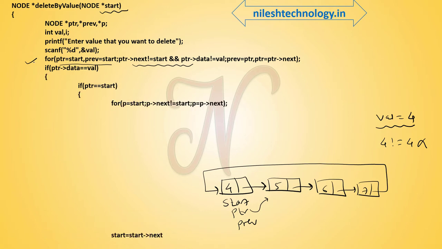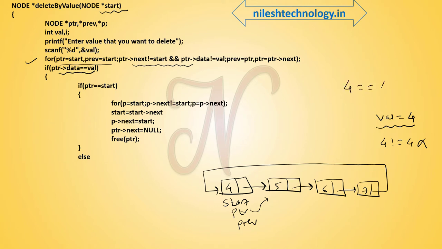Going to next, there is one more if. See here in if, ptr of data is 4 and the value is 4. So this condition matches, going to this if. Inside if there is one more if, ptr is equal to start, true. See here ptr and the start both are pointing to the same node. So going to this if condition, by using this for loop we find the last node.